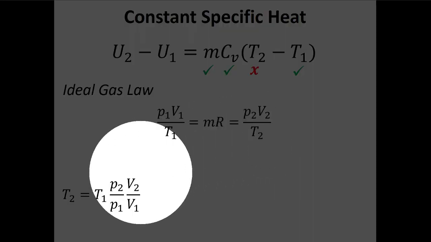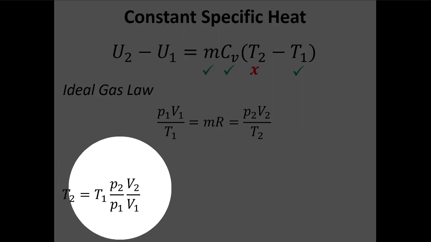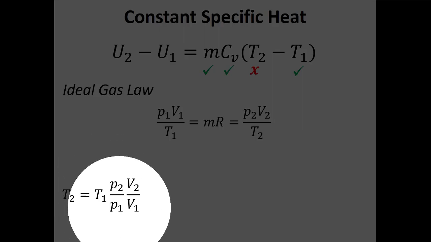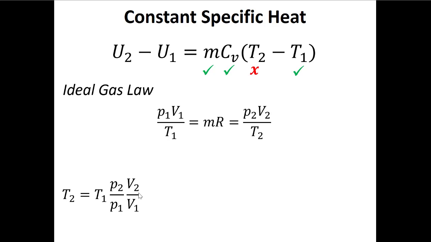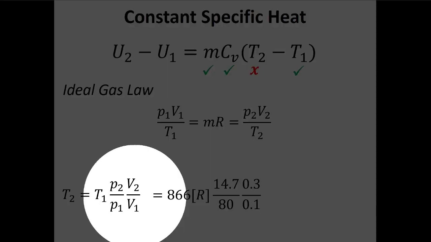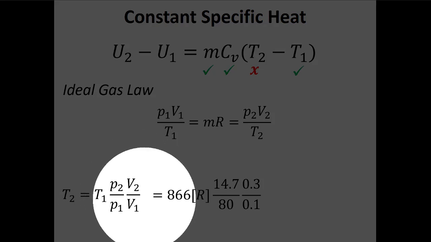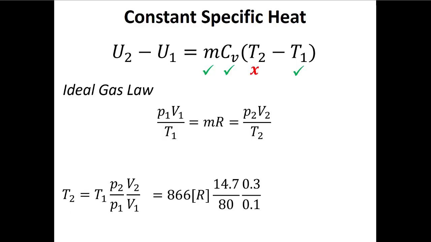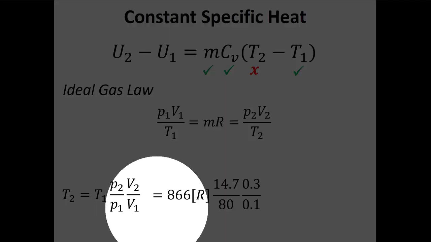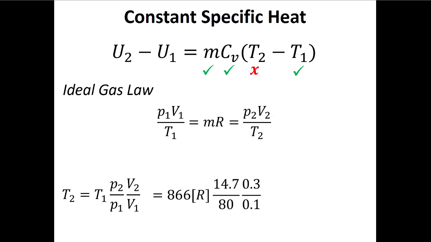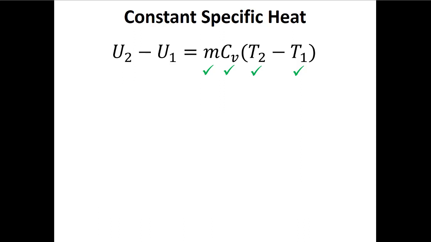Again, I can isolate for T2. And I like to arrange this so that I have a fraction for my pressures and a fraction for my volumes. So that if I'm using the same unit for both of those two things, I don't have to track the units as much because it's going to drop out, right? So this is going to be cubic feet divided by cubic feet, and PSI divided by PSI. So both of those things drop out. So I have 866 multiplied by two fractions that have no units. And in this case, I get that the temperature decreases from 866 degrees Rankine to 477 degrees Rankine. So now I know T2.